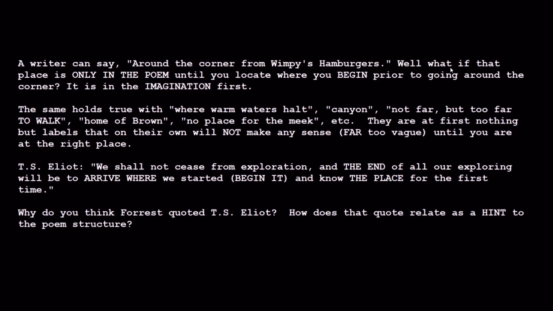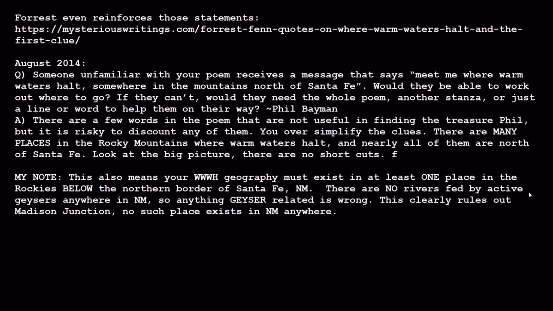Why do you think Forrest Fenn would quote T.S. Eliot like that? You know, how does that quote relate as a hint to the poem structure? Let's look at a couple things, and there's a link up there. All of this is from Mysterious Writings.